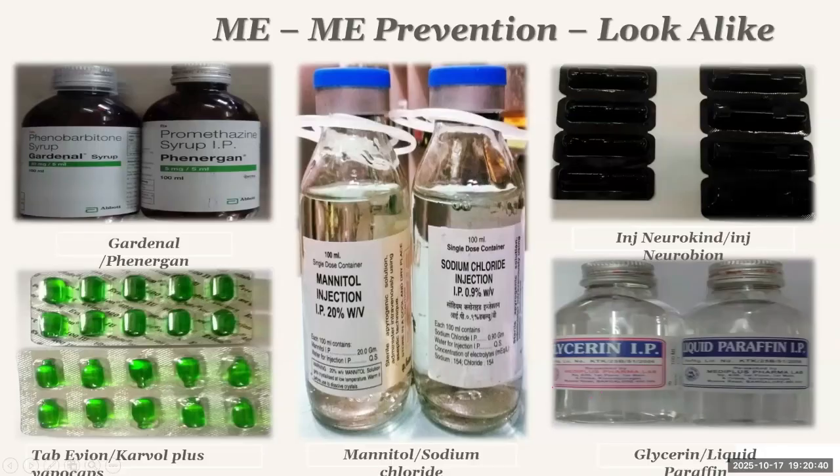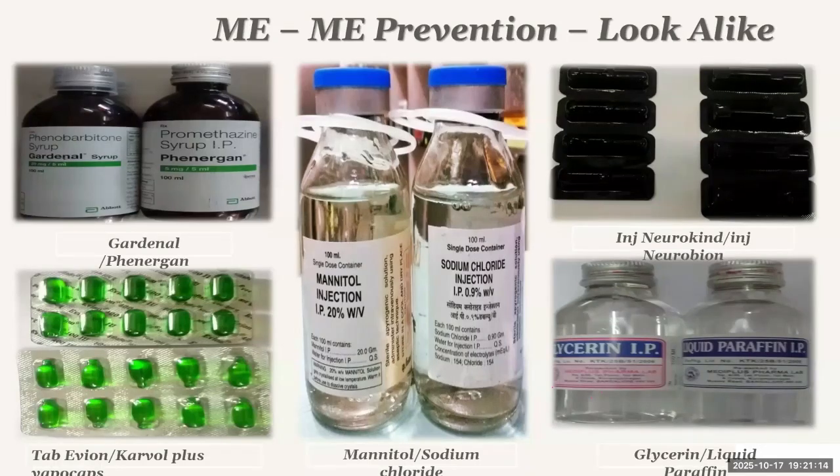This is the drug which is a crystalloid. This is a diuretic. In a similar way, NeuroKid and Neurobion both look similar. So this is one thing. And one more example, glycerin and liquid paraffin. Again, for constipation. And glycerin is the drug which is used for soothing ulcers, oral ulcers. So these are a few different indications which look alike with different drug names.